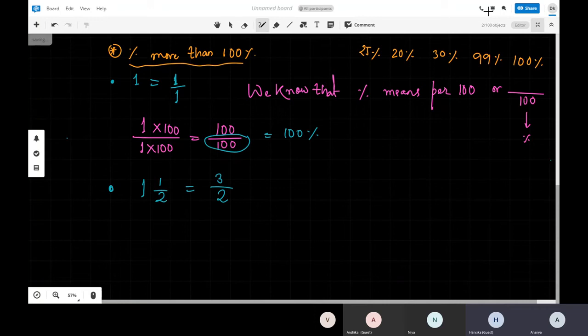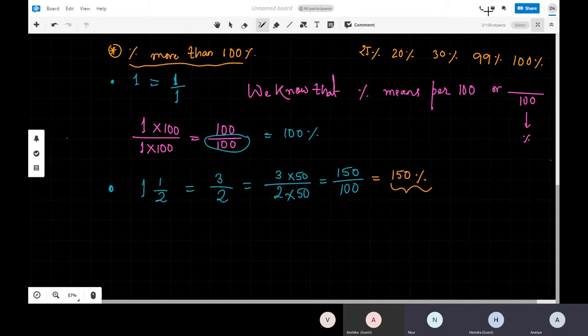Now this is a fraction with a numerator and a denominator. How can we make its denominator 100? We multiply both the denominator and numerator by 50. So 3 over 2, 3 times 50 and 2 times 50. 3 times 50 is how much? 150 over 100. Very good. So now we have got a per 100 form, right? So we can just write that 150 over 100 is the same as 150%. Correct? Yes.